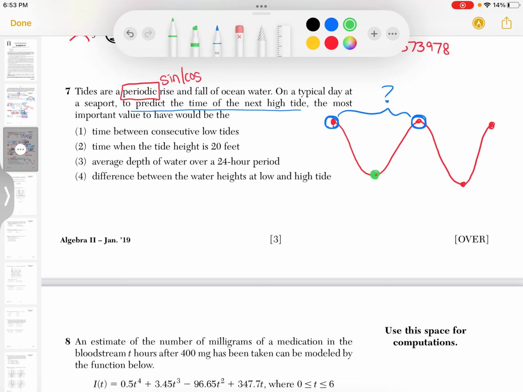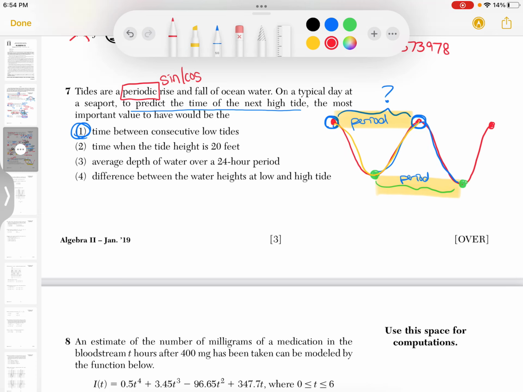Choice 1 says the time between consecutive low tides. So this is low tide and this is low tide. The time between them would be this. I will tell you right now that that is your answer because the distance from low tide to low tide is going to be the same as the distance from high tide to high tide because that is the period of the function. Period is the length of one curve. Even though this one's a -1, it's going to be the same distance as this one, which is a +1. So choice 1 is the answer, but let's look through the other ones just to verify.